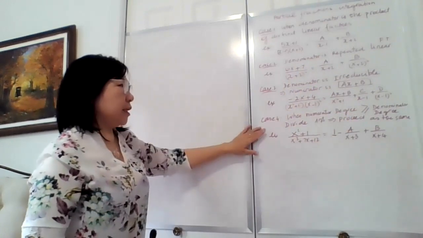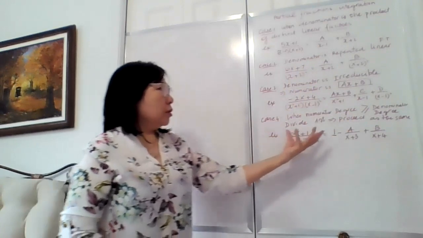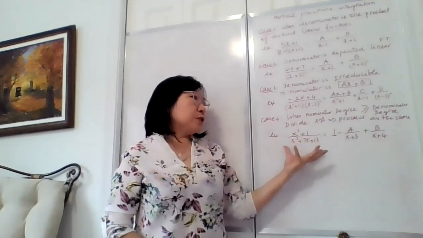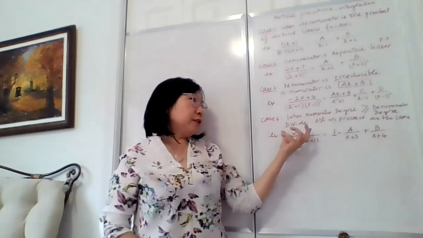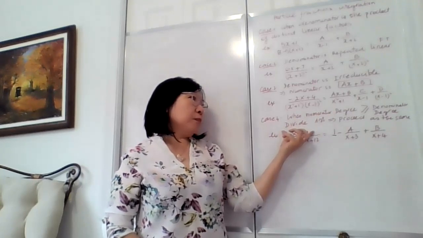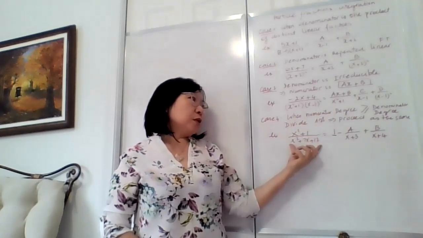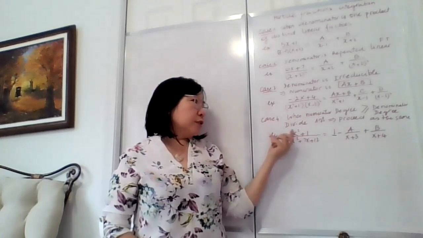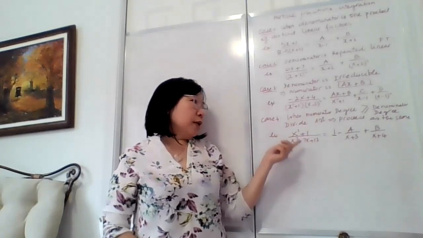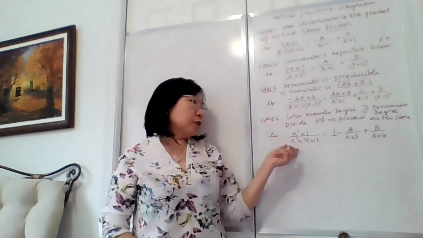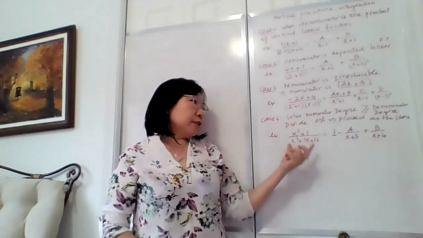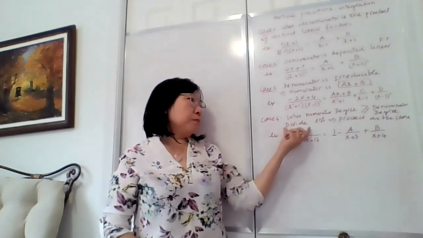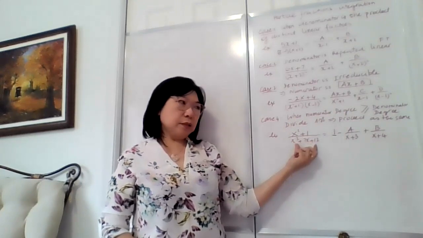Let's go through the last case, case 4. You will use case 4 when the degree of the numerator on the top and the degree at the bottom are equal. So you see this is x squared and this is x squared at the bottom. So their degrees are the same, or the numerator is bigger than the denominator.